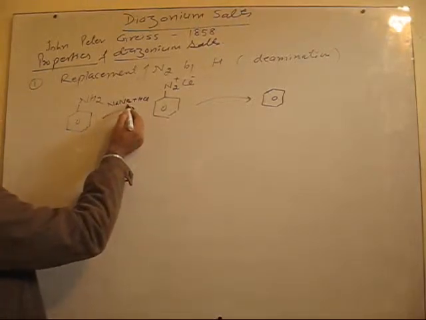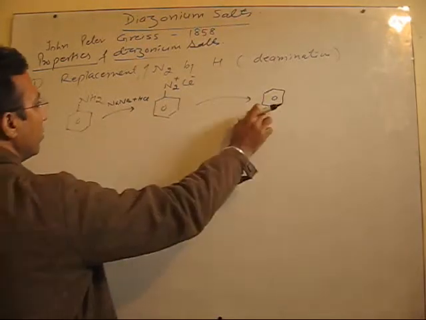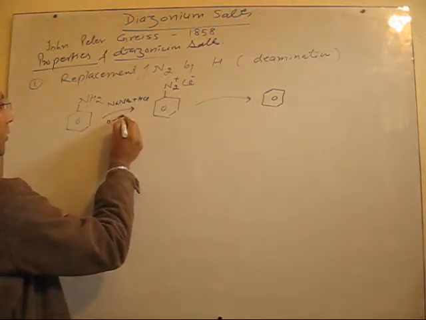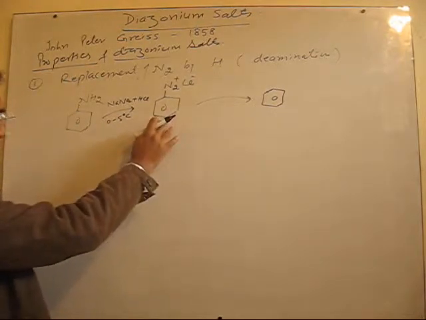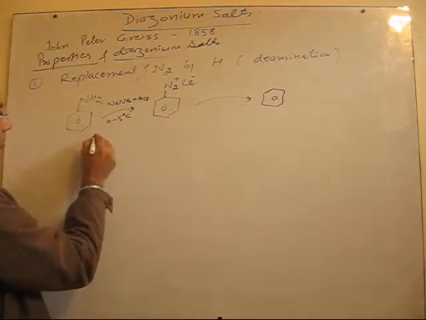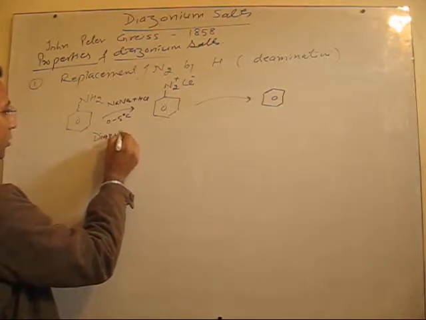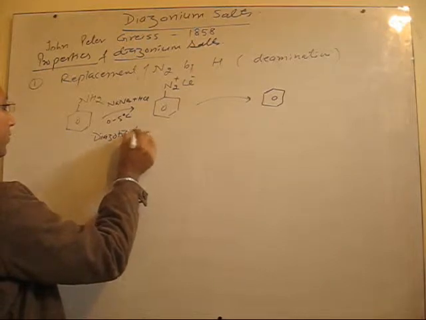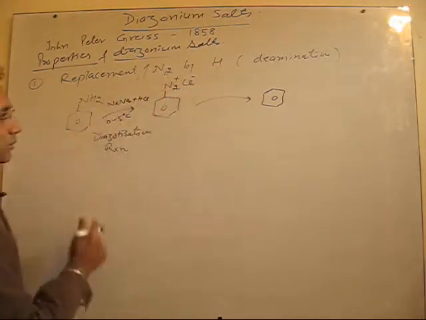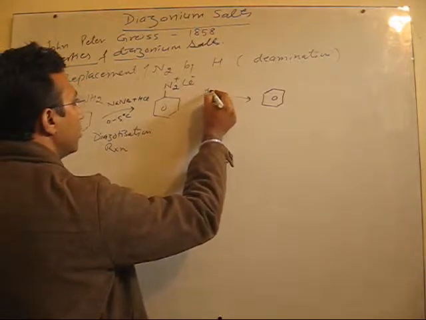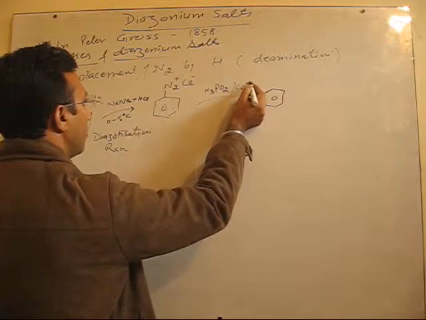This is sodium nitrite and HCl. We are converting aniline into benzene diazonium salt, temperature 0 to 5 degrees Celsius. This is the preparation of diazonium salt. Starting material is aniline. The reaction is known as diazotization reaction. Fine.